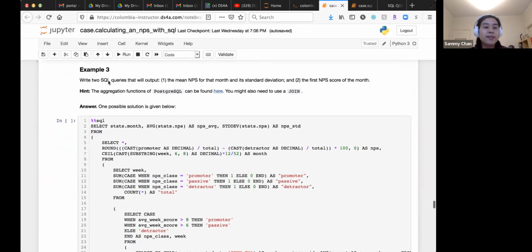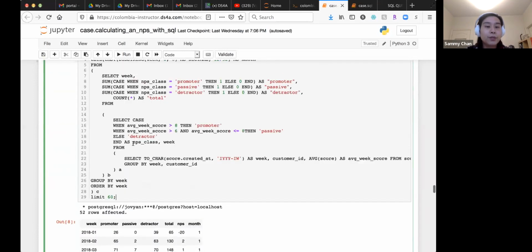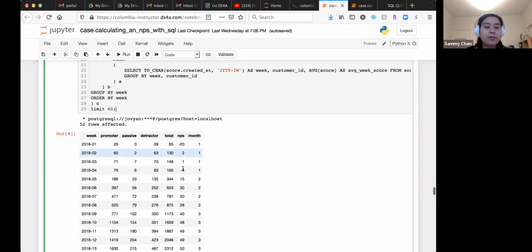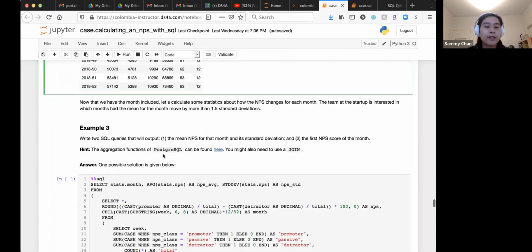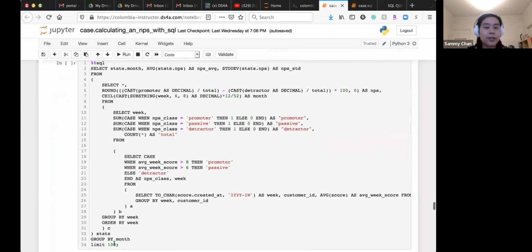So here, this example is asking us to write 2 SQL queries that will output the mean NPS of the month and the standard deviation. So we can copy exactly the same of what we have in this table, and then compute the month, the mean and the standard deviation grouping by per month, right? So that is what we would expect to see.